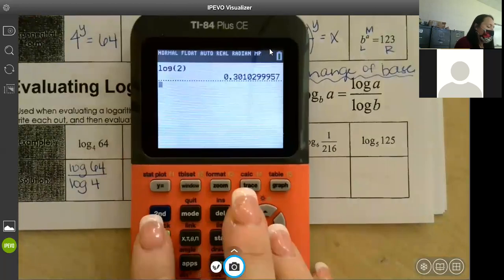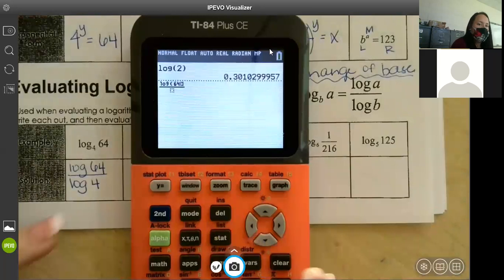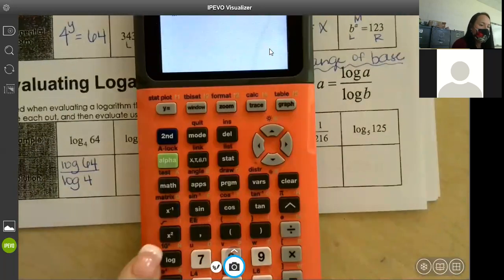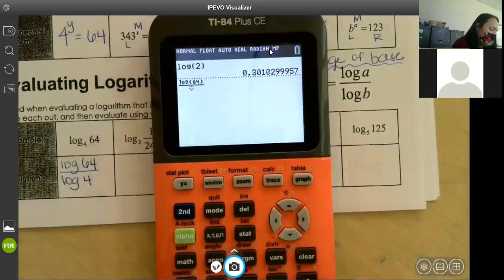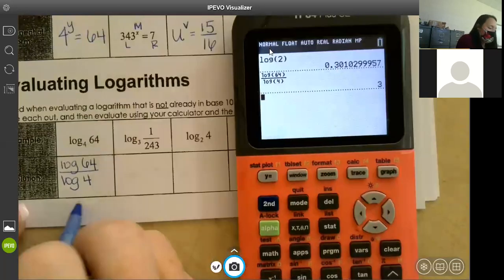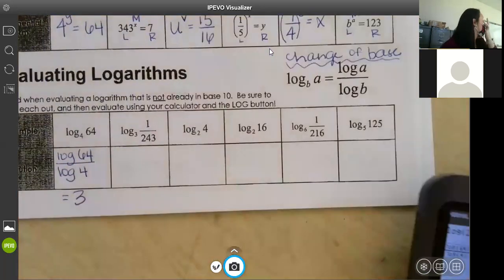So I like to do alpha y equals, so I don't have to do parentheses or anything like that. So on the top, I have log, that's beside the 7. So just so y'all see it, log is beside the 7. 64, you can close those parentheses. And then log 4. When we evaluate that, we get 3. And I'm just going to write it at the bottom. That's it. That's all you do.